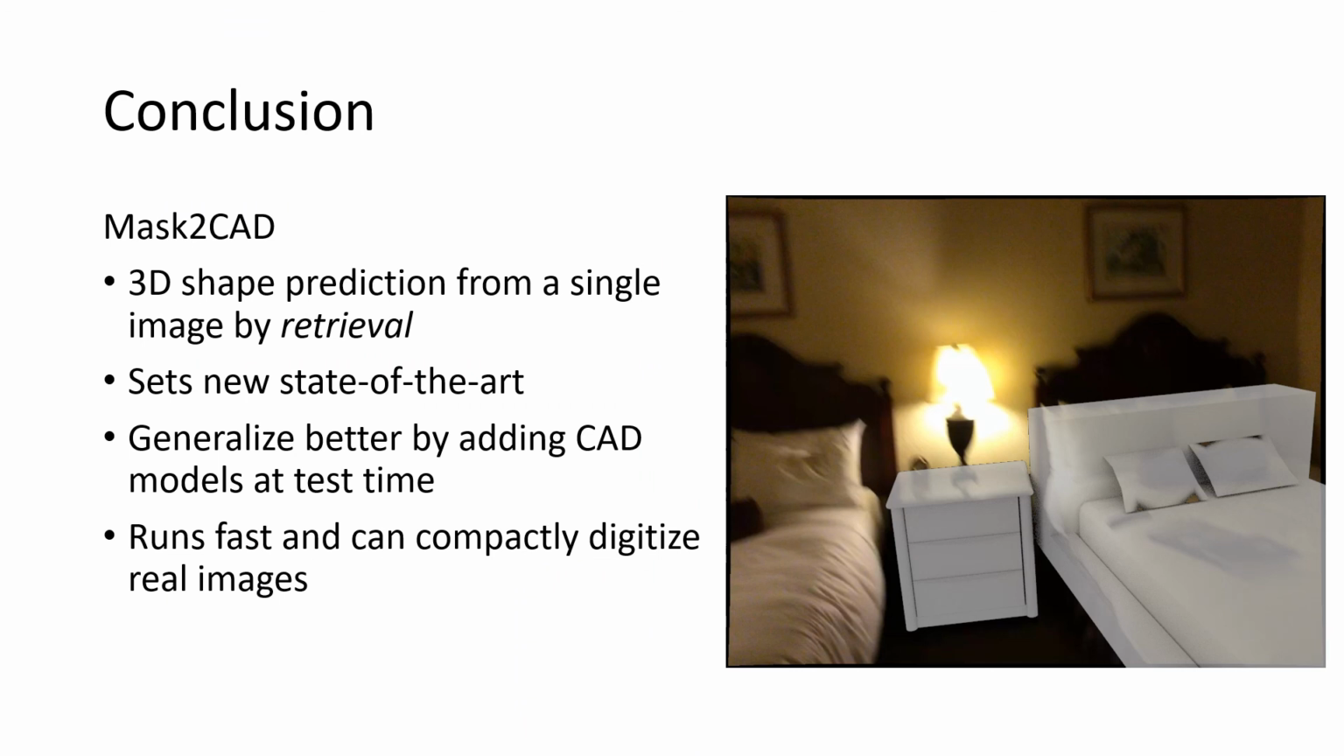In conclusion, we propose Mask2CAD that performs 3D shape prediction from a single image by retrieval. We achieve new state-of-the-art and can generalize better by adding CAD models at test time. The system runs at 17 frames per second and can compactly digitize real images.